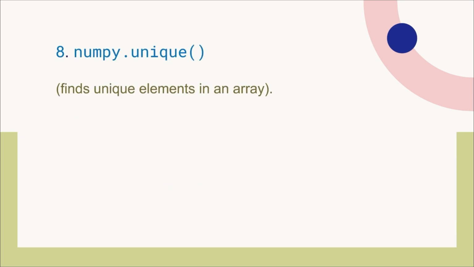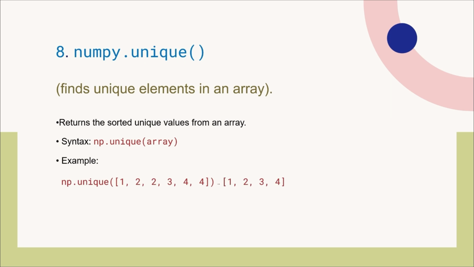Now coming to the eighth function, which is numpy.unique. This function returns the sorted unique values from an array. Now, the syntax of this function is np.unique, and in the bracket we would like to mention the array. So this is the example of implementing this function.